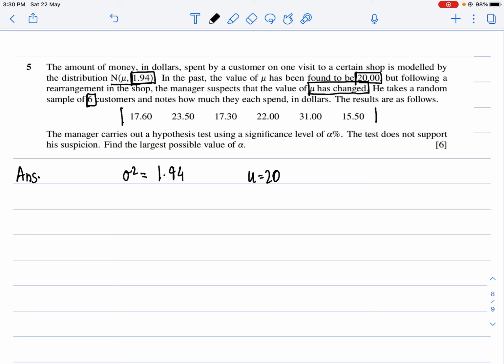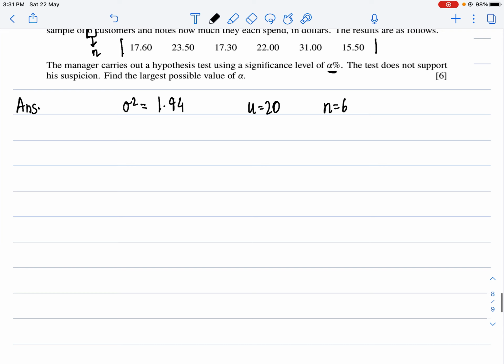Now the manager carries out a hypothesis test using a significance level of alpha percent. The test does not support his suspicion. Find the largest possible value of alpha. So what we basically need to do here is, I know my n is 6.